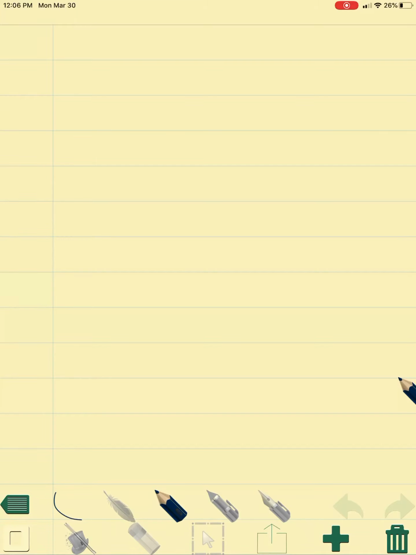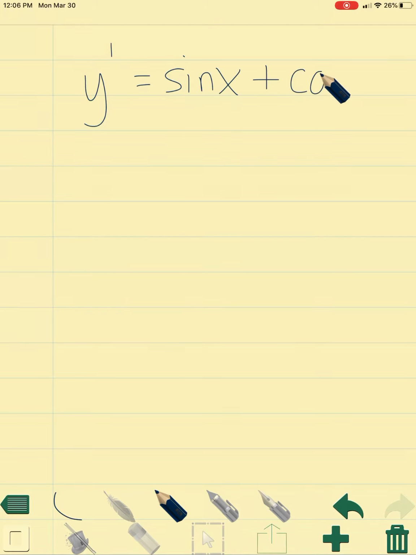I'm going to go through just the next one now, and this will be the last one that I look at. So if y prime is equal to the sine of x plus the cosine of x, we want to figure out what y is equal to. With the trig functions, you really want to think of what the derivatives are and then think of it backwards. We know that the derivative of the sine is the cosine. We know the derivative of the cosine is the negative sine.